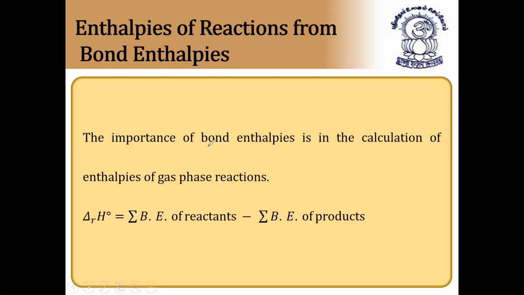But if they have given the individual bond enthalpies of all those things, we have to use the formula: delta H of the reaction, that is the enthalpy change of the reaction, is equal to sigma bond energy of reactants. Reactants we have to consider first, then sigma bond energy of products. So bond energy of all the reactants minus bond energy of all the products. Generally we do products minus reactants, but here we have to do bond energy of reactants minus bond energy of products. Whenever they have given bond energies, we have to use this formula. I hope it is clear.